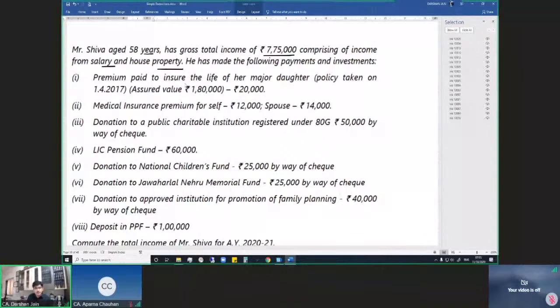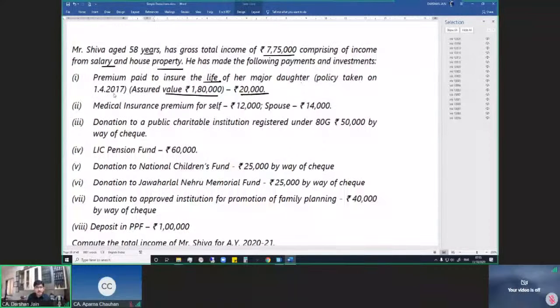Premium paid to insure the life of his major daughter. Right now, as far as a minor daughter is concerned, life insurance for children can be taken by a parent without any condition. So 20,000 rupees is what he has paid towards life insurance. However, the capital sum assured is 1,80,000.